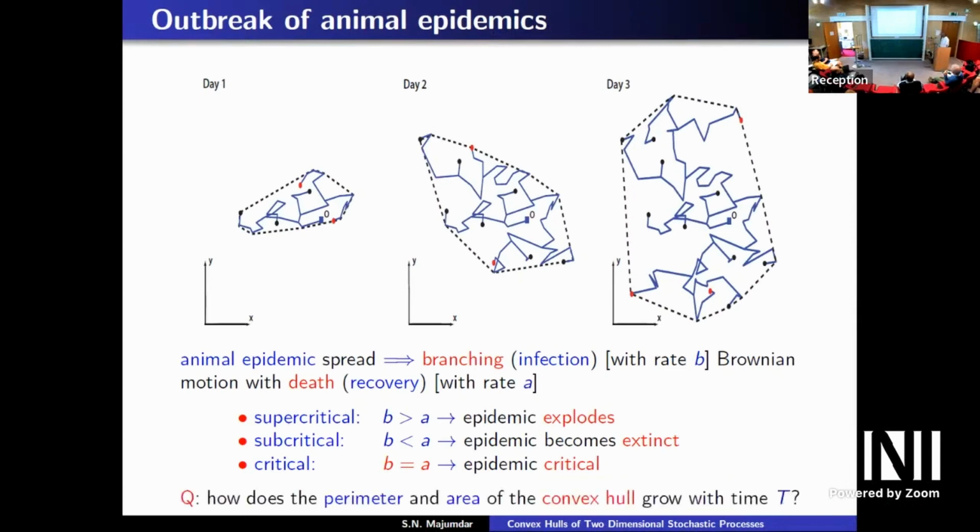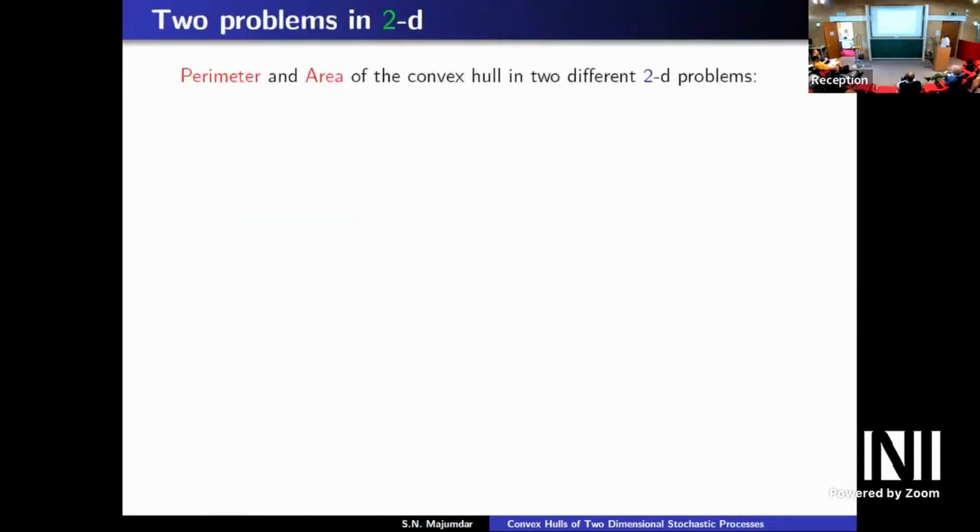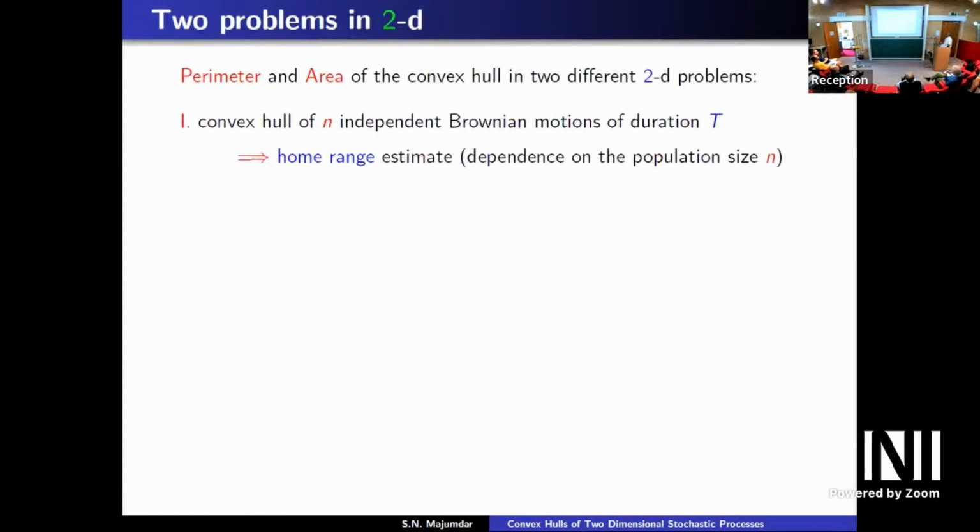Okay. So the question is then, how does the perimeter and the area of the convex hull of this branching process grow? How does it grow with time t? Here the dependence on t is important. All right. So there are two problems that I discussed. So let me summarize. The first problem, the simplest problem, is that you just look at n independent Brownian motions, each of duration t. Here the t is not very important, it just scales out. And we want to get the home range estimate and the dependence on the population size n.